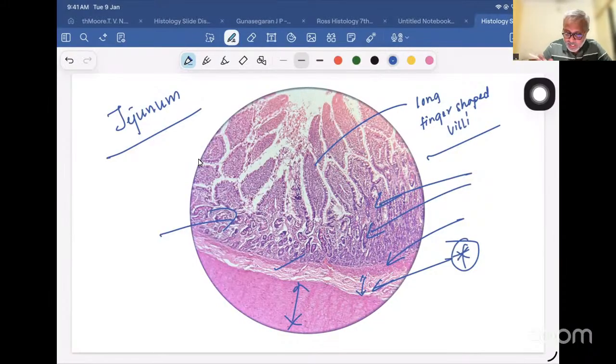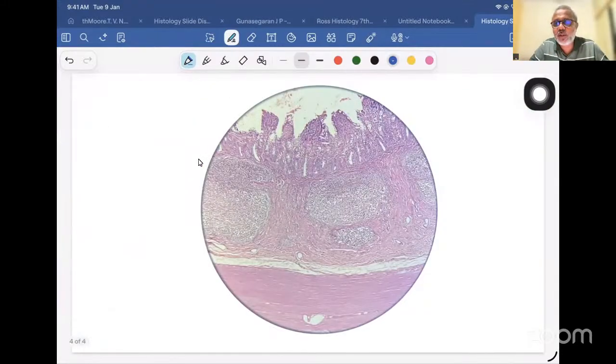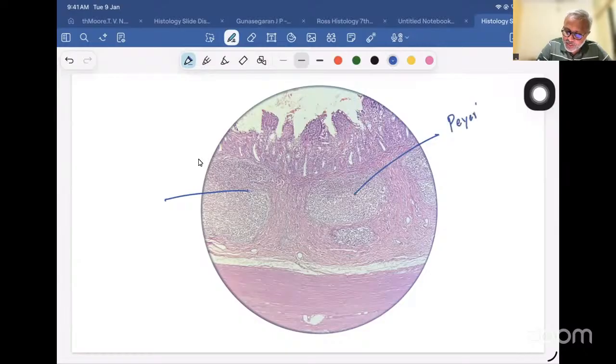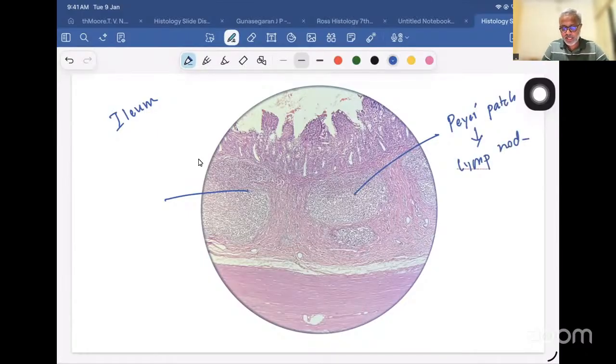Right? Done. The last slide here would be the slide of ileum. Now, what is the characteristic feature of ileum? If you take a look, the ileum is studded with Peyer's patches. So first, this is the slide of ileum. So we have Peyer's patch. What are Peyer's patches? These are lymphatic nodules. They are present in the submucosa.